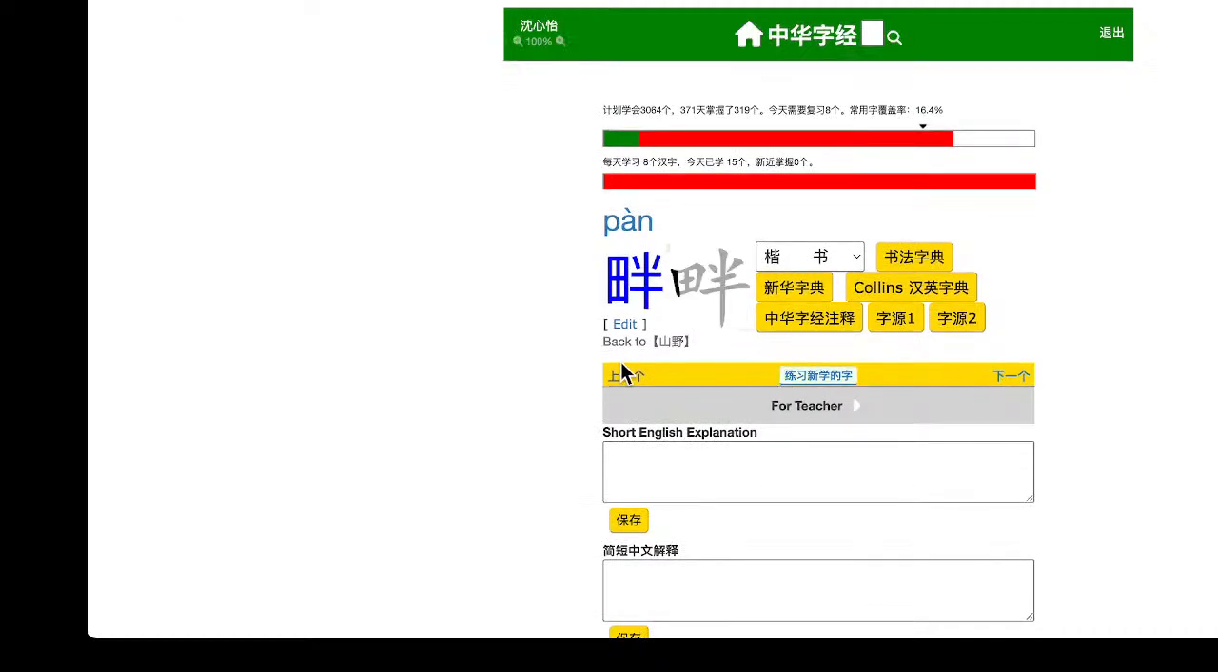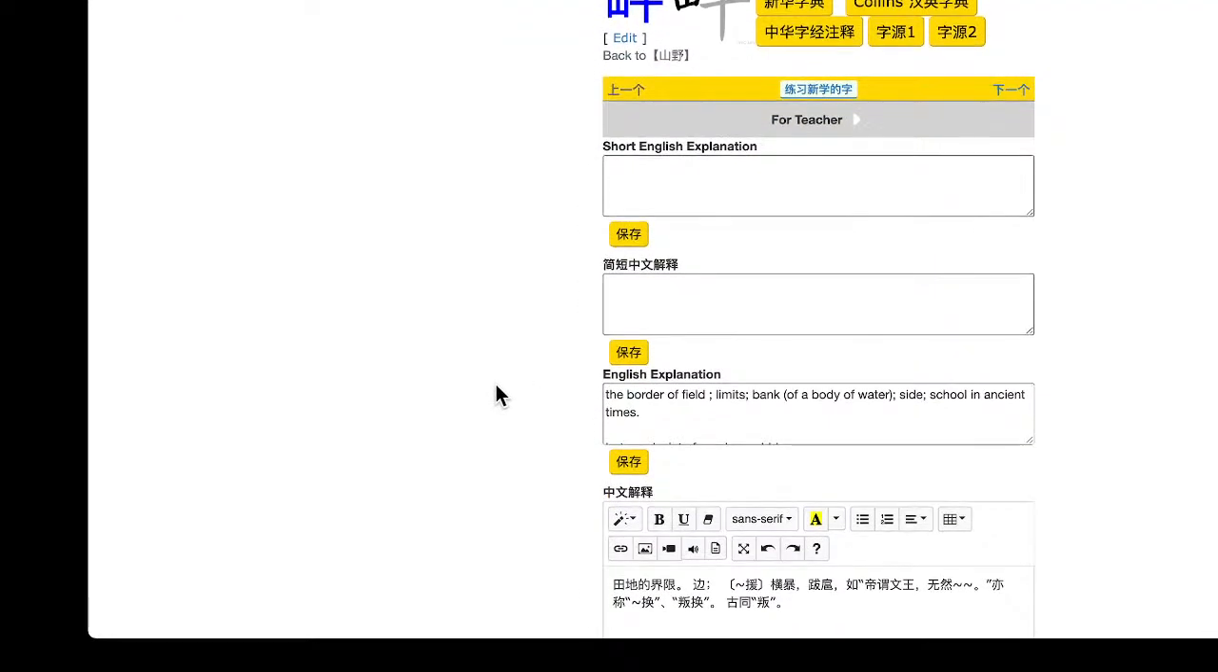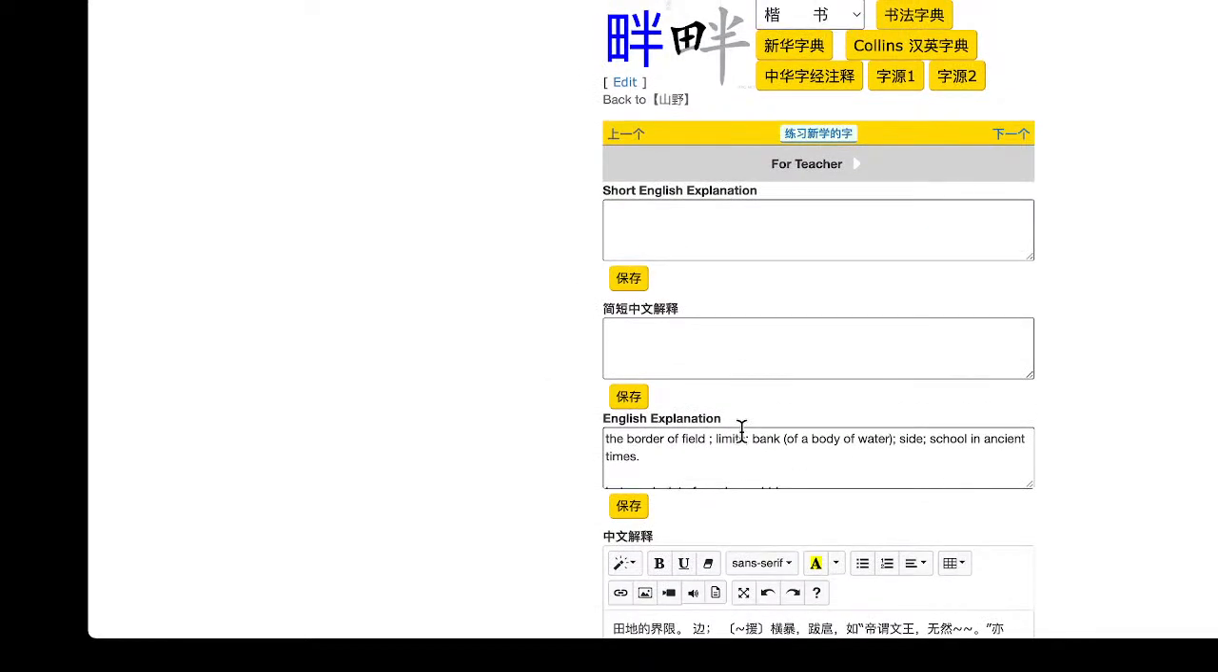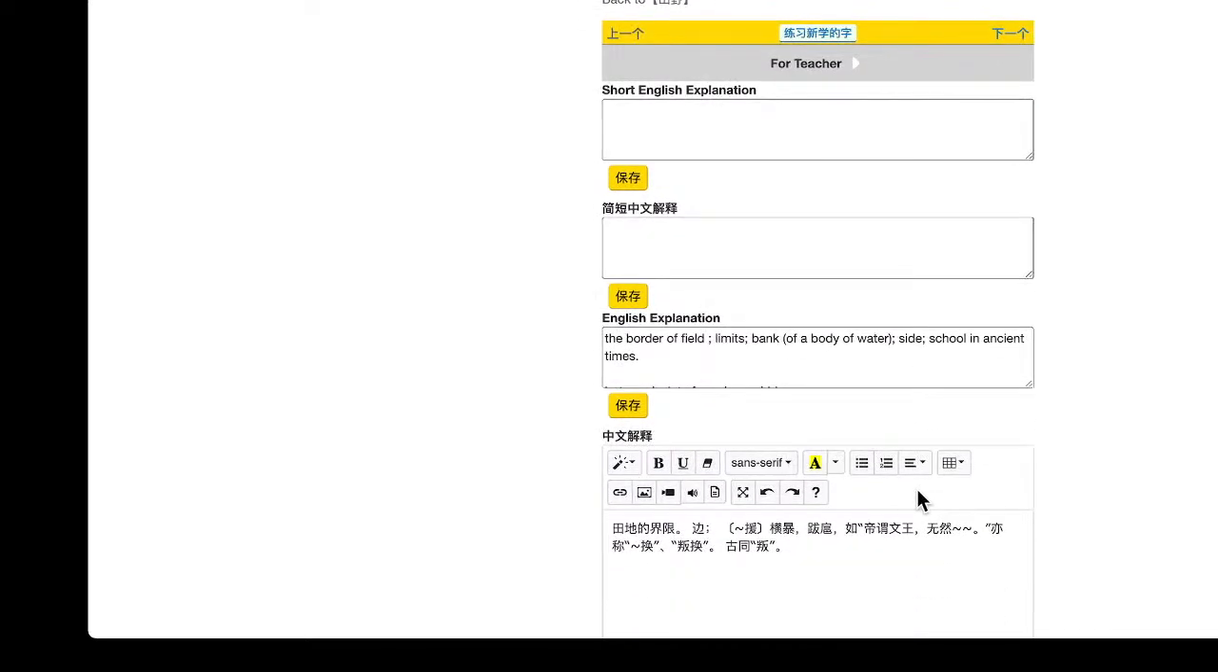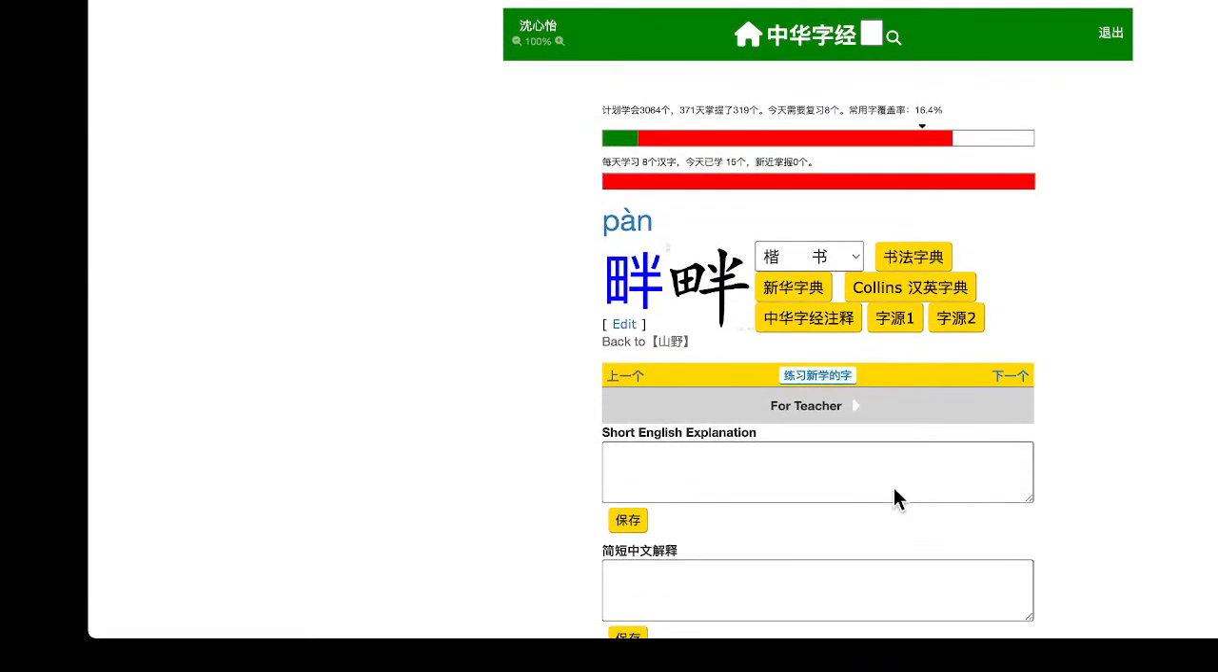Next one, 畔. Now 畔 also means border of a field, or edge of a water body, edge of a body of water. Okay, it's also called 畔, 河畔. You can say that. And it also means the edge of, or the border of a field, of land. Okay, farming fields are also called 畔.